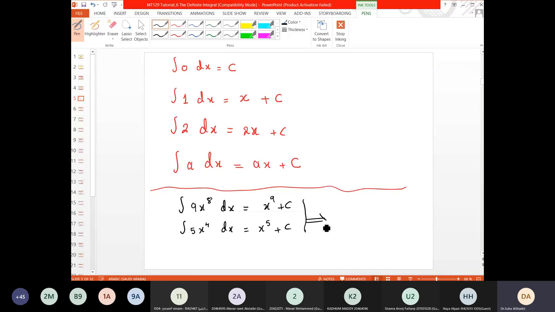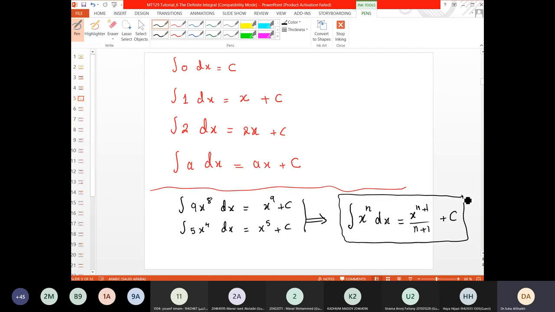In general, we can conclude that the integration of a function x to the power n with respect to x is equal to x to the power n plus 1 over n plus 1, plus the integration constant c. Does this make sense? The integration of x to the power n is x to the power n plus 1. Instead of subtracting one from the power as in the derivative, now we add 1. Instead of multiplying by n outside, now I divide by n plus 1.